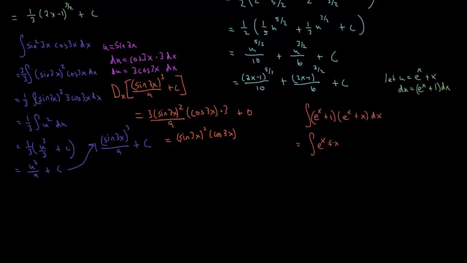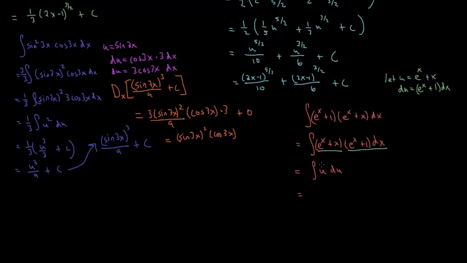I'm just strictly going to rearrange here, times e to the x, so e to the x plus x times e to the x plus 1 dx. Clearly, this is u, and this is du. So to make the formal substitution, we have u du. And now that is a much simpler antiderivative.